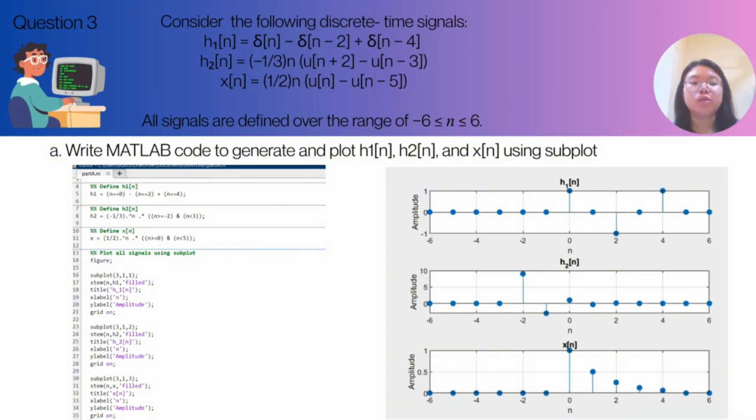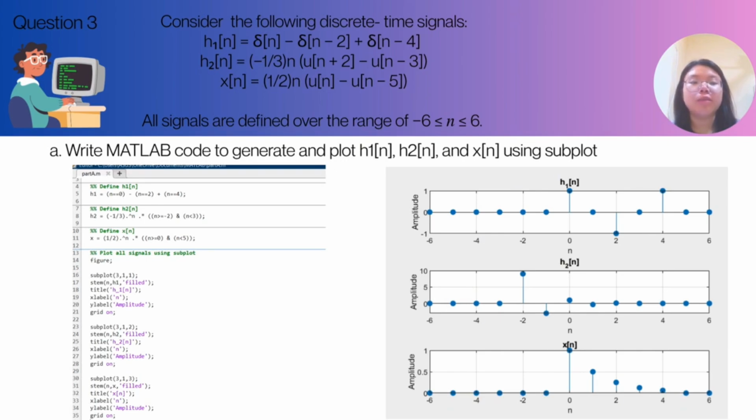Second, h2[n] equals negative 1/3 raised to the power n, but only active between n equals negative 2 and n equals 2. The terms u[n plus 2] minus u[n minus 3] create a rectangular window from n equals negative 2 to n equals 2. Third, x[n] equals 1/2 raised to the power n, active only from n equals 0 to n equals 4.